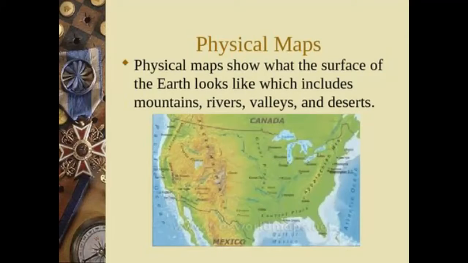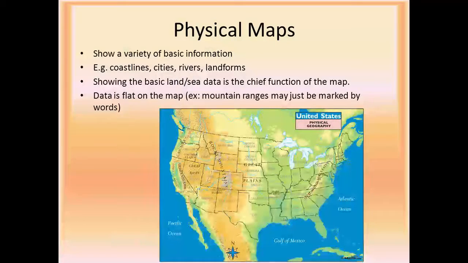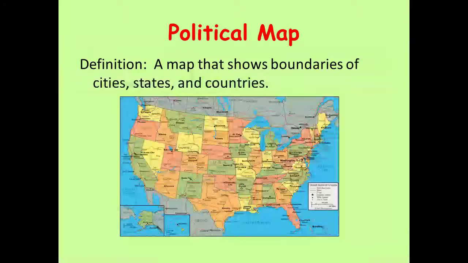Next one is the physical maps. Physical maps show what the surface of the earth looks like, which includes mountains, rivers, valleys and deserts. They also show a variety of basic information like the coastlines, cities, rivers, landforms, etc. The next we come to the political maps. A map that shows the boundaries of cities, states and countries is known as the political map.